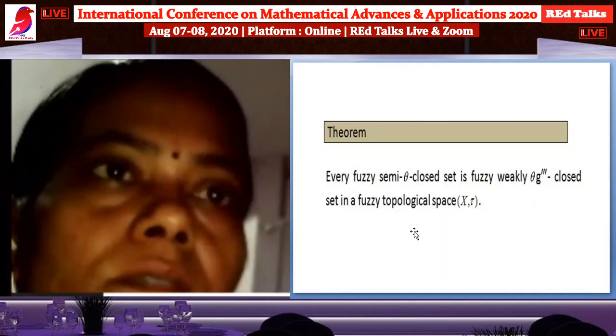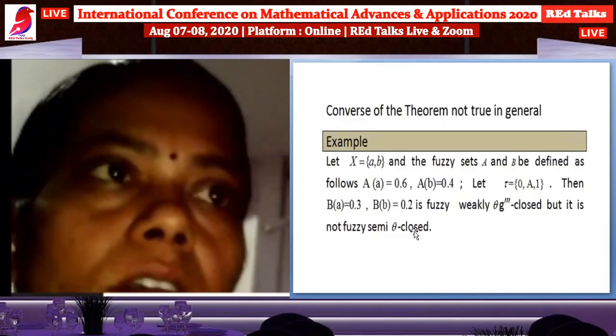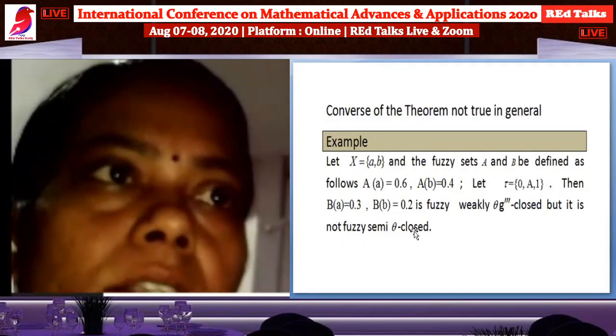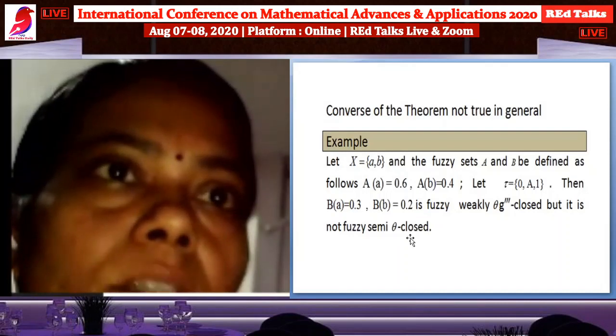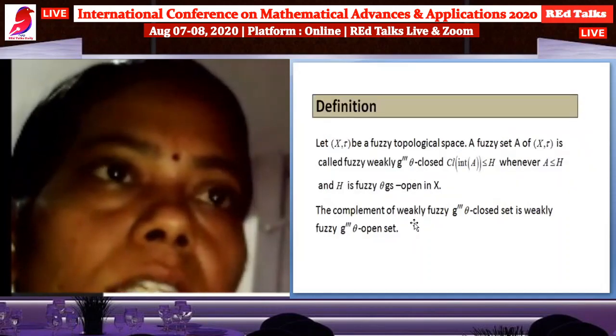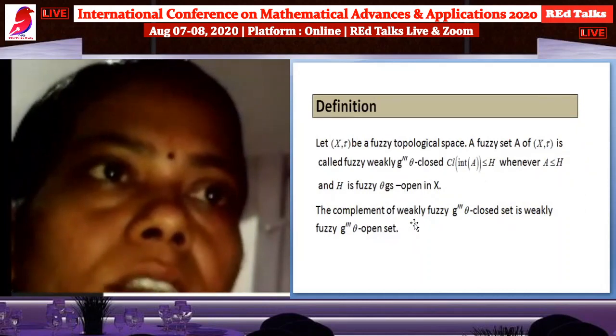A theorem: every fuzzy semi theta closed set is a fuzzy weakly theta G triple dash closed set in a fuzzy topological space. The converse of this theorem is not true. See the example. X equal to {a, b} and the fuzzy sets A and B defined as follows: A of a equal to 0.6, A of b equal to 0.4. Let tau equal to {0, A, 1}. Then B of a equal to 0.3, B of b equal to 0.2 is fuzzy weakly theta G triple dash closed, but it is not fuzzy semi theta closed.